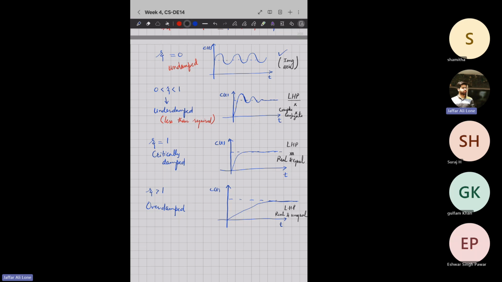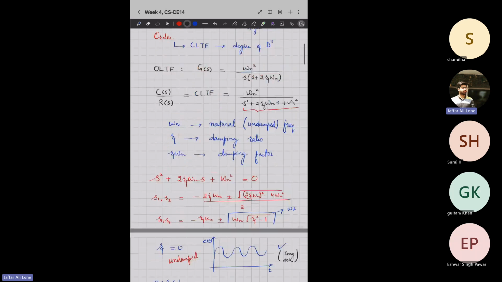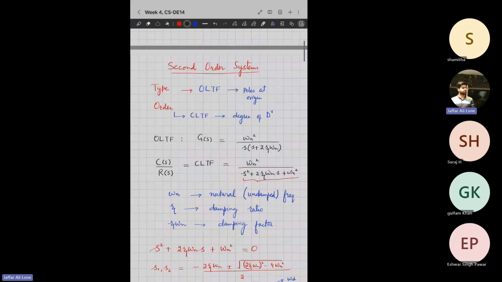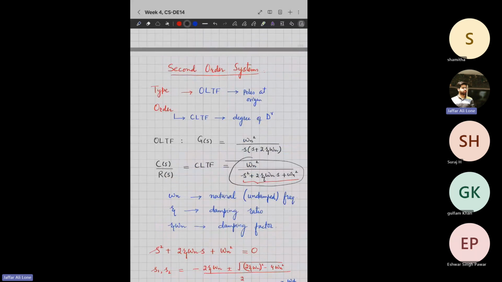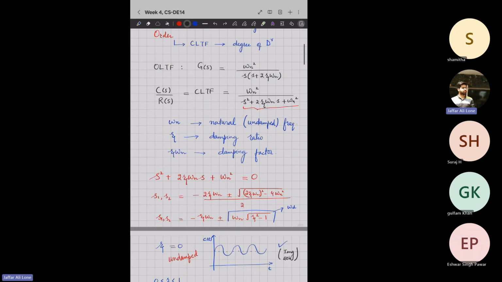This is one type of question. There are some 3 or 4 questions in your assignment where you are being asked to find whether your system is critically damped, undamped, or overdamped. In that case, you will just find the transfer function of the CLTF and compare with the standard transfer function. We will do some questions. On comparing, find the value of omega n and also the value of zeta. When you have the value of zeta, you can decide whether your system is underdamped or overdamped, etc.